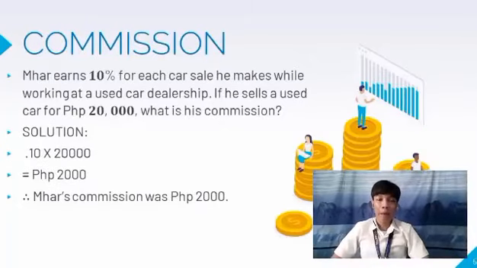For the commission, Mar earns 10% for each car sale he makes while working at a used car dealership. If he sells a used car for 20,000 pesos, what is his commission? Solution, we convert 10% to decimal, which is 0.10, multiplied by 20,000, is equal to 2,000 pesos. Therefore, Mar's commission was 2,000 pesos.